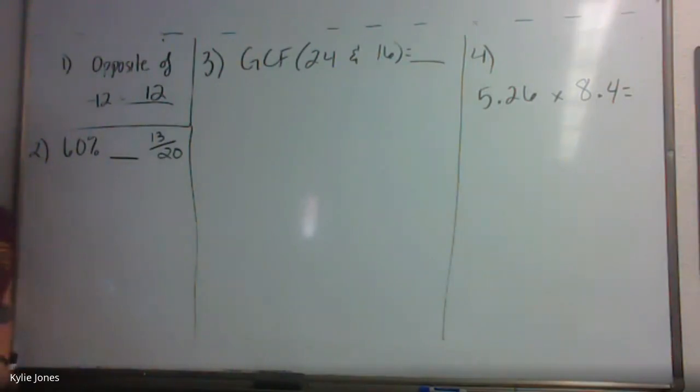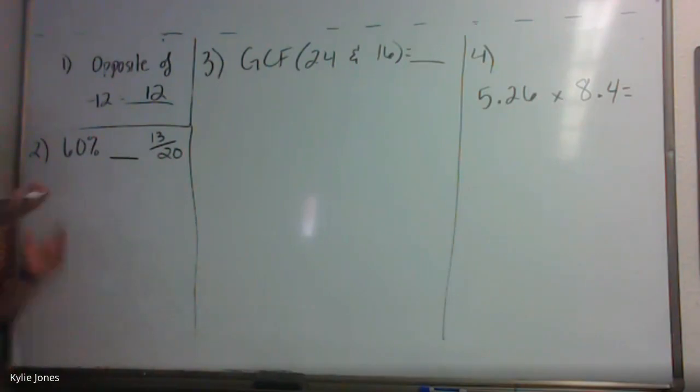Our next one. We are comparing these. We need to figure out if 60% is less than, greater than, or equal to 13 twentieths. I know that 20 times 5 equals 100, so I multiplied 13 times 5, and I got 65, and 65 is more than 60, so it's less than.